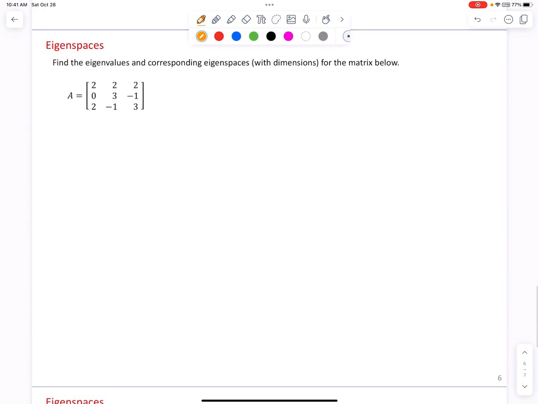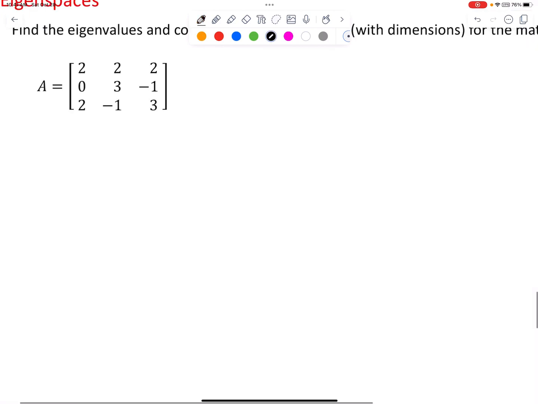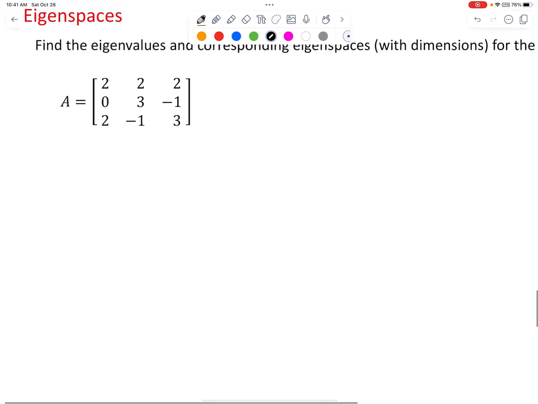Another 3x3 matrix. Find the eigenvalues and corresponding eigenspaces with dimensions. Once again, we set up the characteristic equation. 0 must equal the determinant of, remove r from the main diagonal, so 2 minus r, 3 minus r, 3 minus r, and the other entries stay the same.